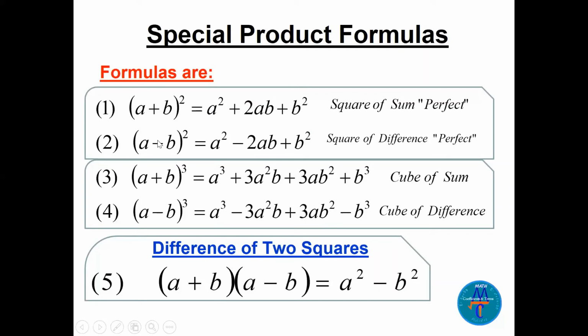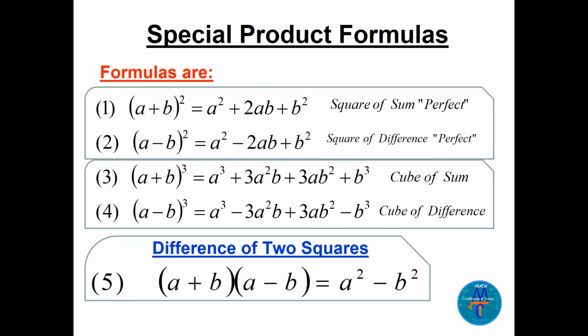Same thing for a minus b squared. It's a squared minus 2ab plus b squared. This is square of the difference. A plus b all cubed. See the formula, a cubed plus 3a squared b plus 3ab squared plus b cubed. Also the formula for the minus, same formula, we have minus plus minus. So this is cube of a difference, this is cube of a sum.